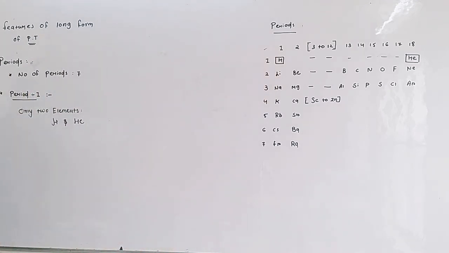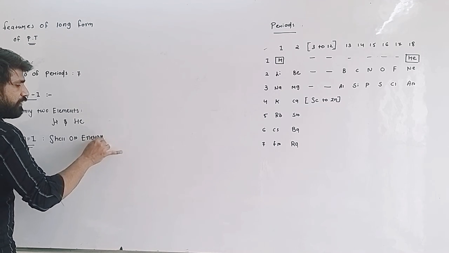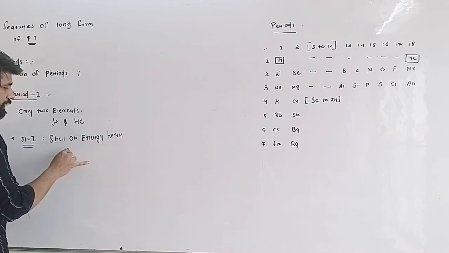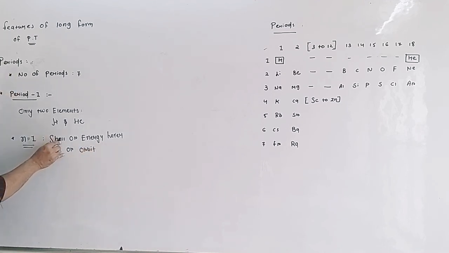And you can find it out also. See, period number 1 represents n equals what? n means the shell, or you can say energy level, or you can say orbit. All are the same: shell, energy level and orbit. Okay, so first orbit means n equals 1.